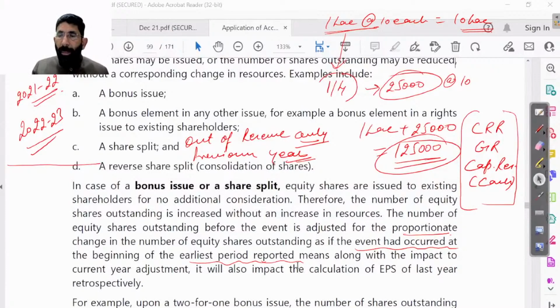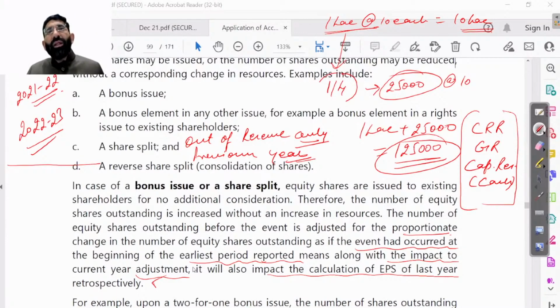So he says, if we are going to report for the particular period, then obviously we have to assume that it is also affecting your previous year. So due to that reason, it will impact the current year adjustment also. It will impact the calculation of EPS of last year also. So EPS calculation of 2 years will change. One is of the current year and second is of the previous year, in case of bonus shares. Security premium also. Exactly, beta. Shabash.